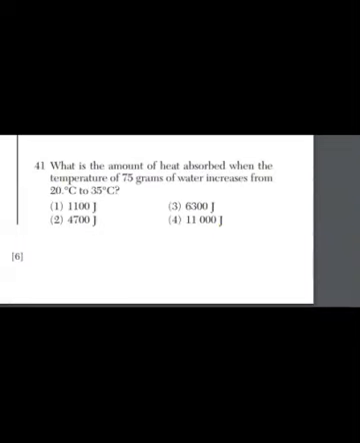Question 41. We're looking at the amount of heat absorbed when the temperature of 75 grams of water increases from 20 to 35 degrees Celsius. I'm looking for heat. That means I'm dealing with the heat equations. I have to go to Reference Table T, and then remember the constants on Reference Table B, the front of the reference tables.